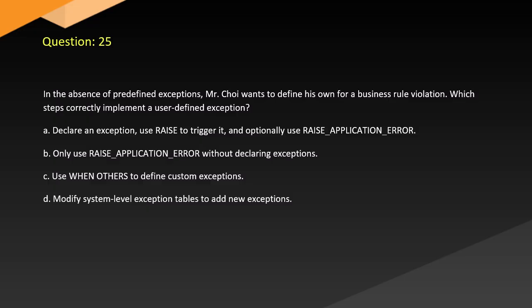Question 25. In the absence of predefined exceptions, Istichoy wants to define his own for a business rule violation. Which steps correctly implement a user-defined exception? A. Declare an exception, use RAISE to trigger it, and optionally use RAISE_APPLICATION_ERROR. B. Only use RAISE_APPLICATION_ERROR without declaring exceptions. C. Use WHEN OTHERS to define custom exceptions. D. Modify system-level exception tables to add new exceptions.